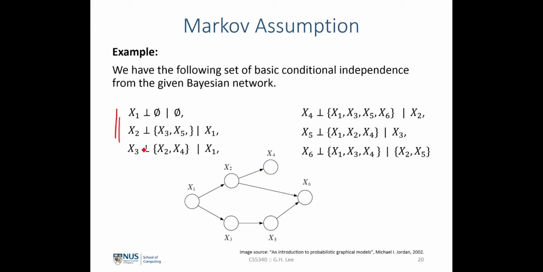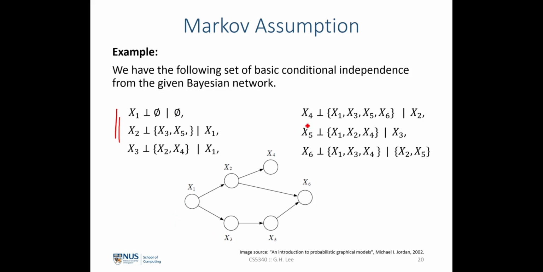So let's look at an example. x1 is conditionally independent of nothing, given nothing, because there is no non-descendant of x1. There are no ancestors of x1, no parents of x1, and no non-descendants of x1.